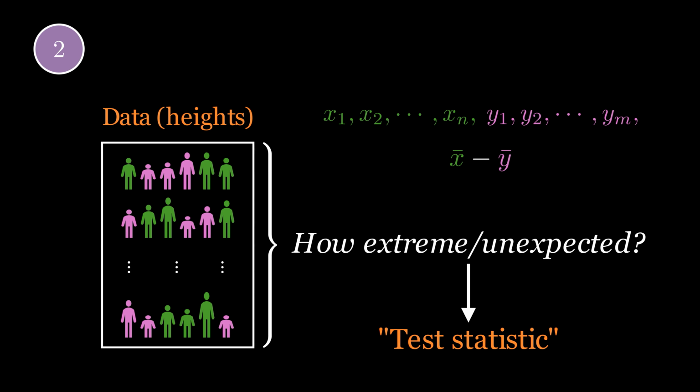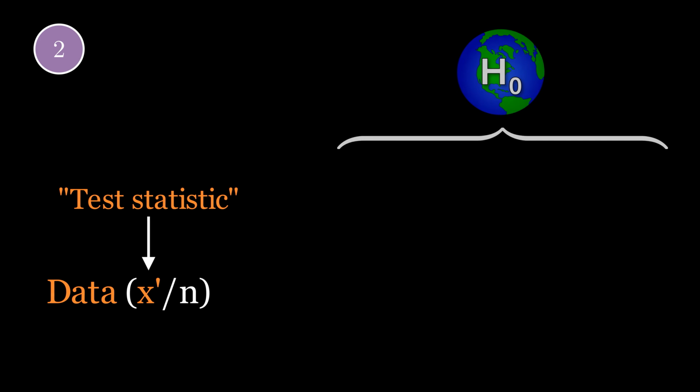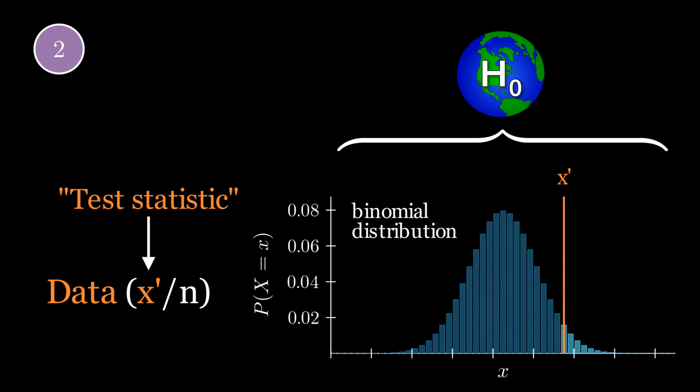Test statistics are calculated so that they follow a known distribution under the null hypothesis. In our scenario, we only collected one data point, the number of rods dropped, and so that data point was our test statistic, which we called x prime. We saw that under the null hypothesis, x prime follows a binomial distribution.